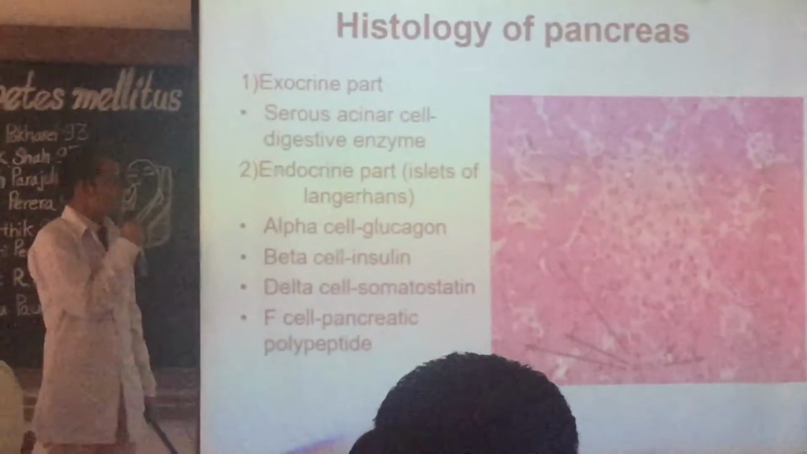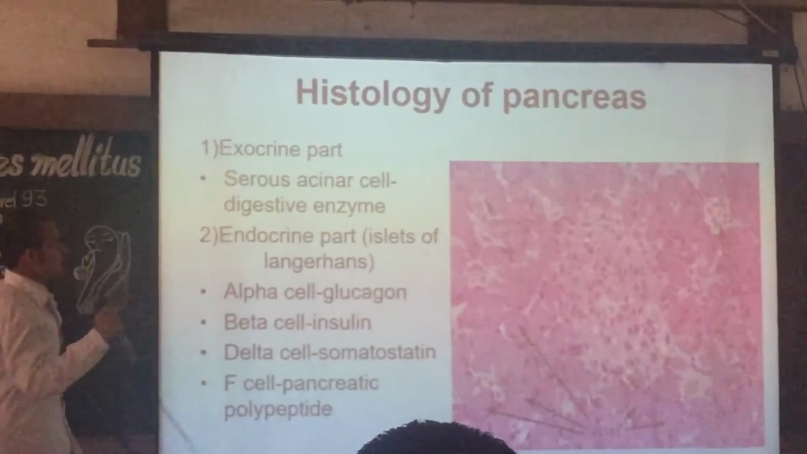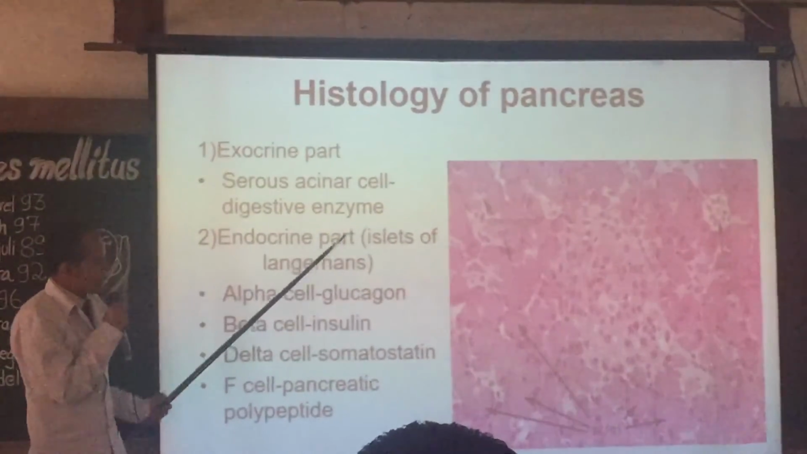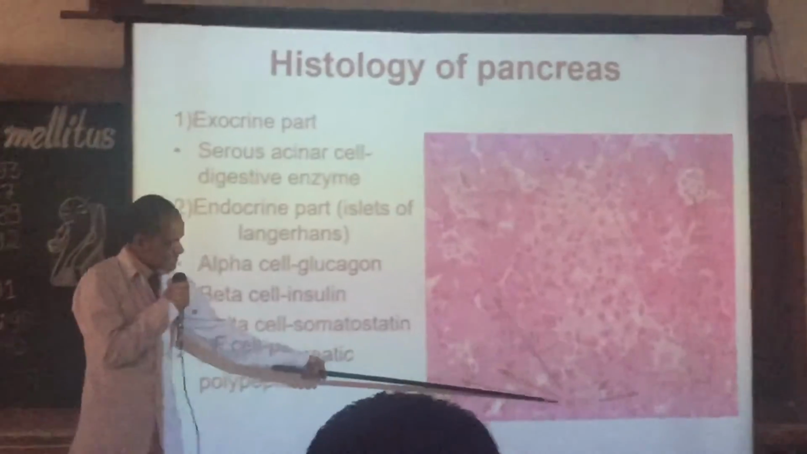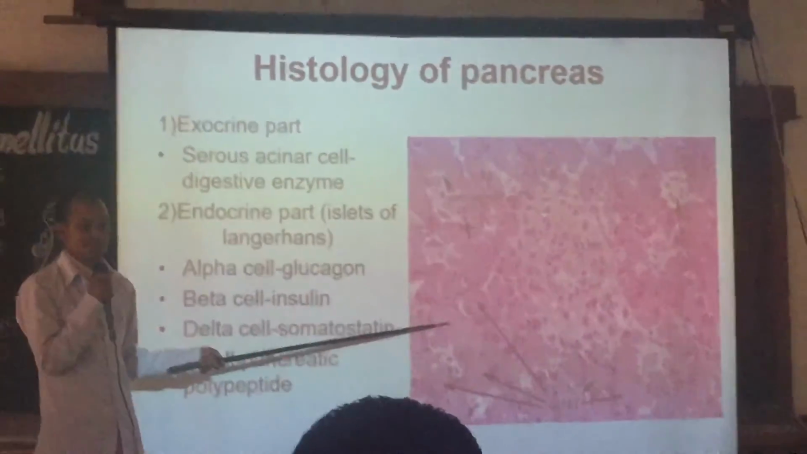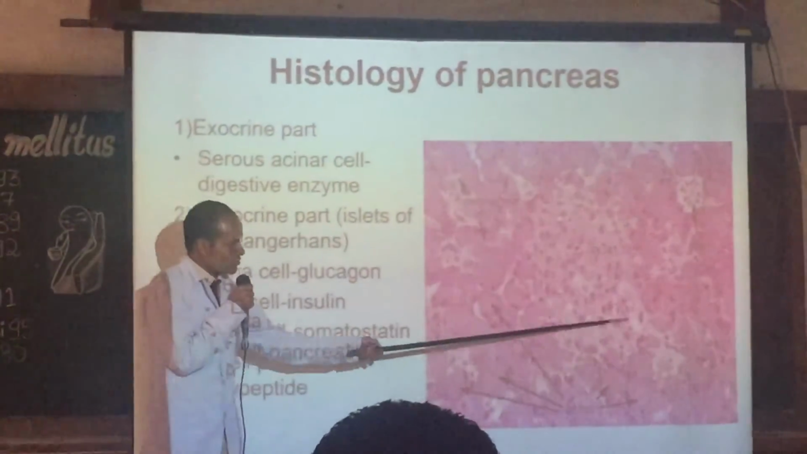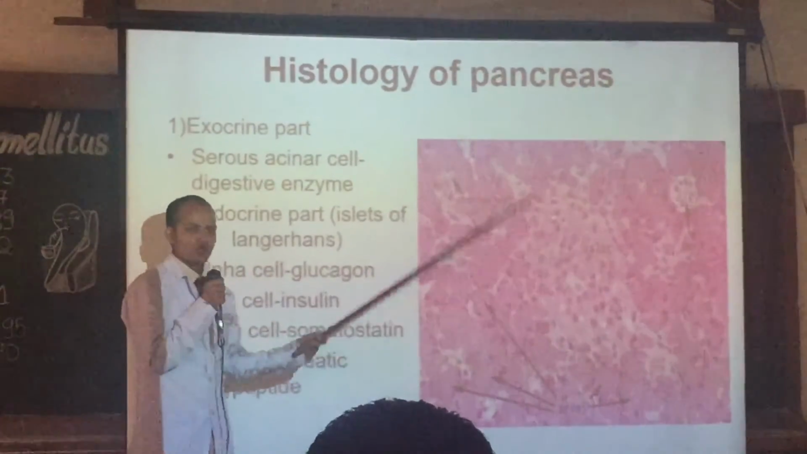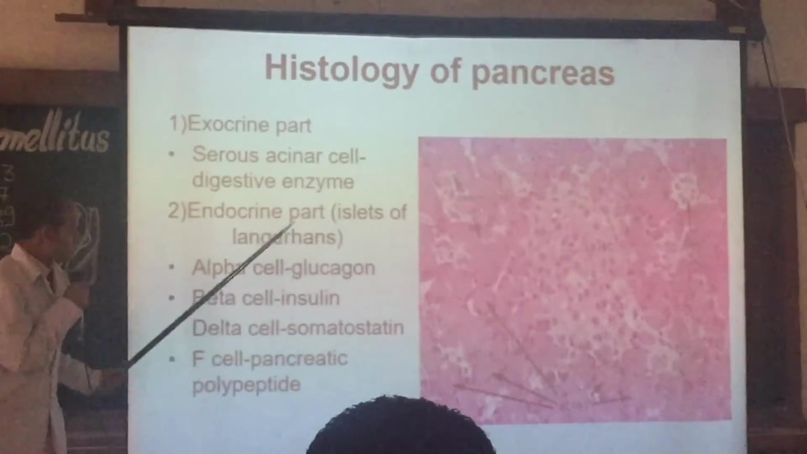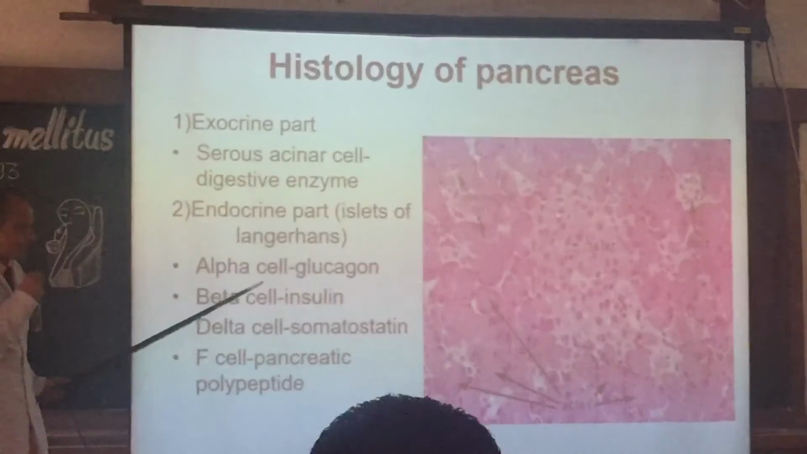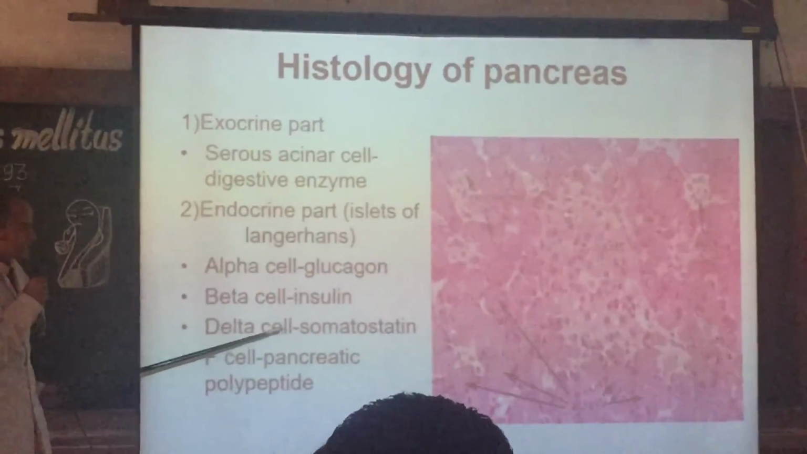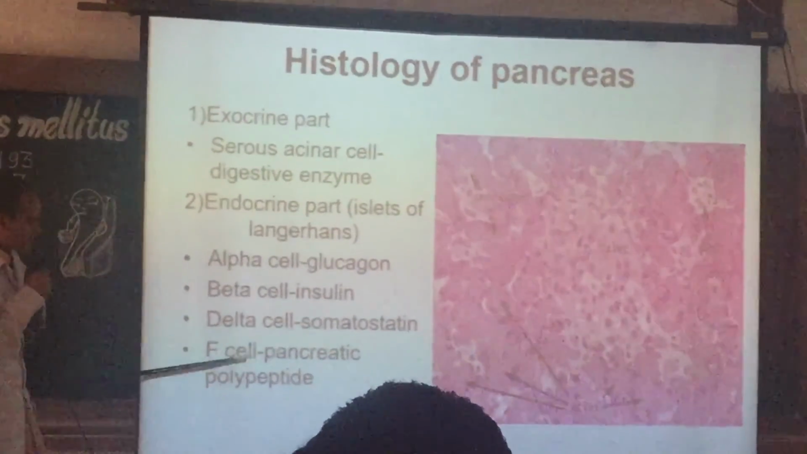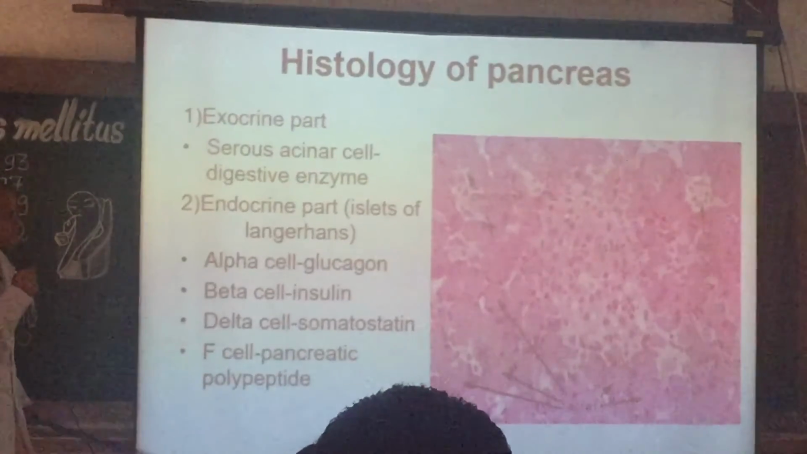Histologically, the pancreas has two parts, an exocrine part and an endocrine part. The exocrine part is composed of serous acinar cells which secrete enzymes, and the endocrine part is composed of islets of Langerhans which contain different types of cells: alpha cells secrete glucagon, beta cells secrete insulin, delta cells secrete somatostatin, and F cells secrete pancreatic polypeptide.